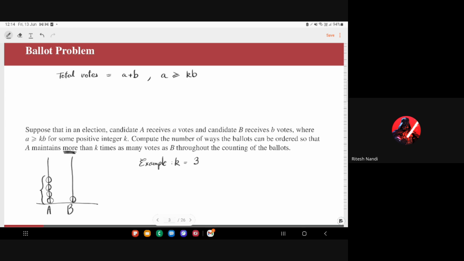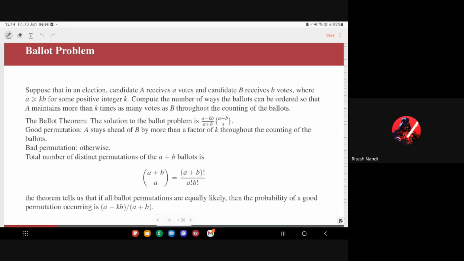Okay, so induction is actually a right way to do this. We will approach this problem after looking at a different method to solve it. I find this method quite interesting, and that is the reflection method. Anyways, the answer to this problem is (a minus kb) by (a plus b) times (a plus b choose a). A plus b choose a is (a plus b) factorial by a factorial times b factorial. And you can verify this to be an integer.